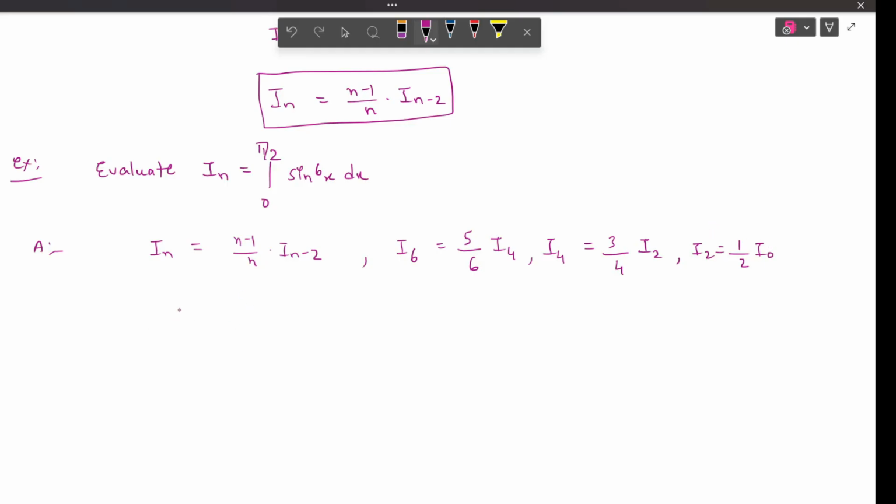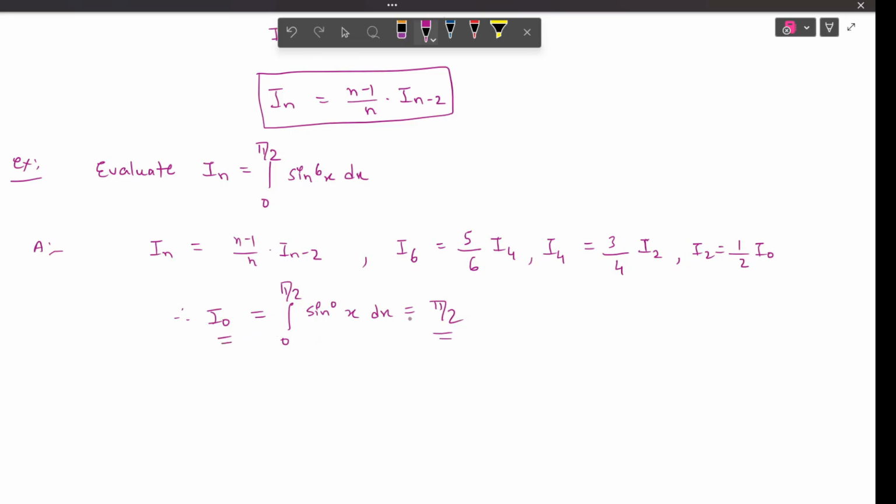Okay. So what is I0? This is In. So if it is I0, then in place of n you have to put 0. So this would be integration 0 to pi by 2 sine to the power 0x dx. Sine to the power 0x is 1. Integration of dx is x from 0 to pi by 2. So upper limit minus lower limit, that is pi by 2 minus 0, that is pi by 2. So I0 is pi by 2.